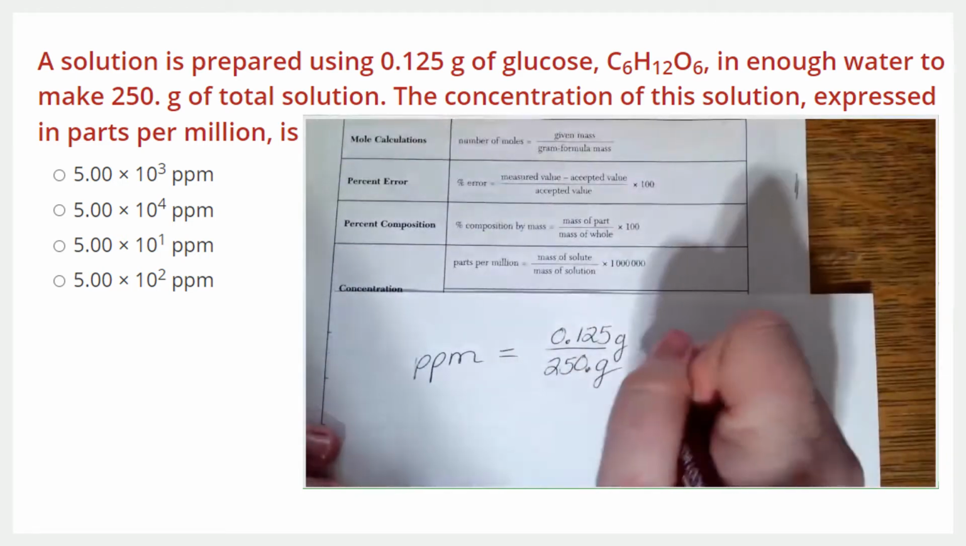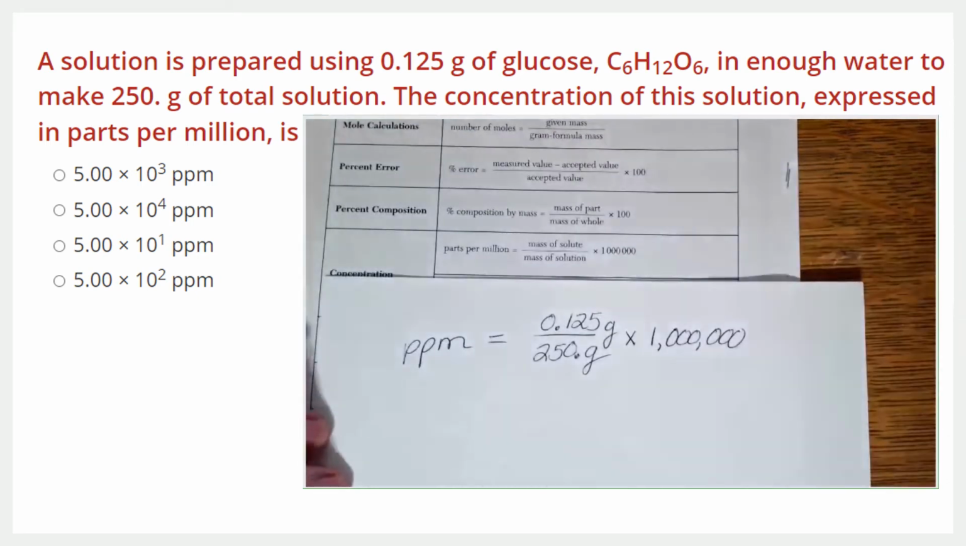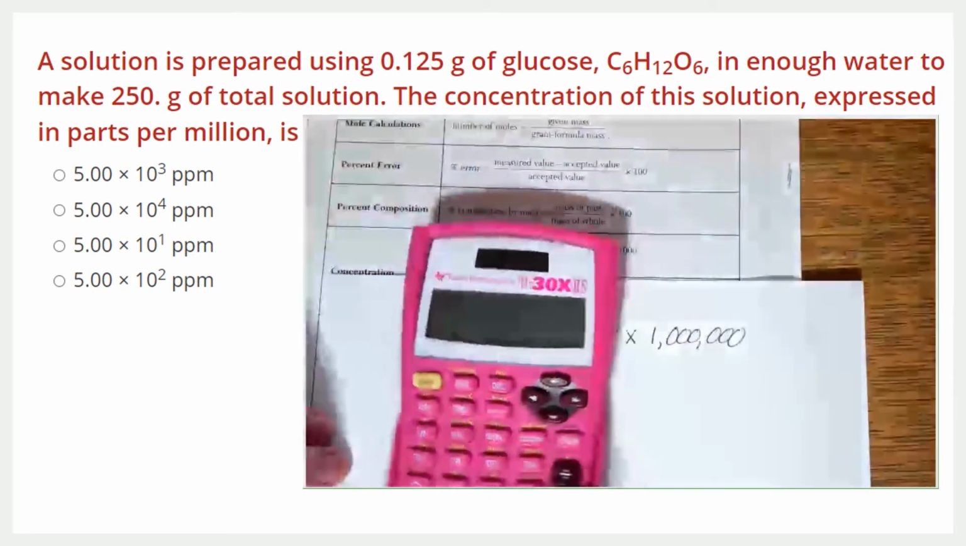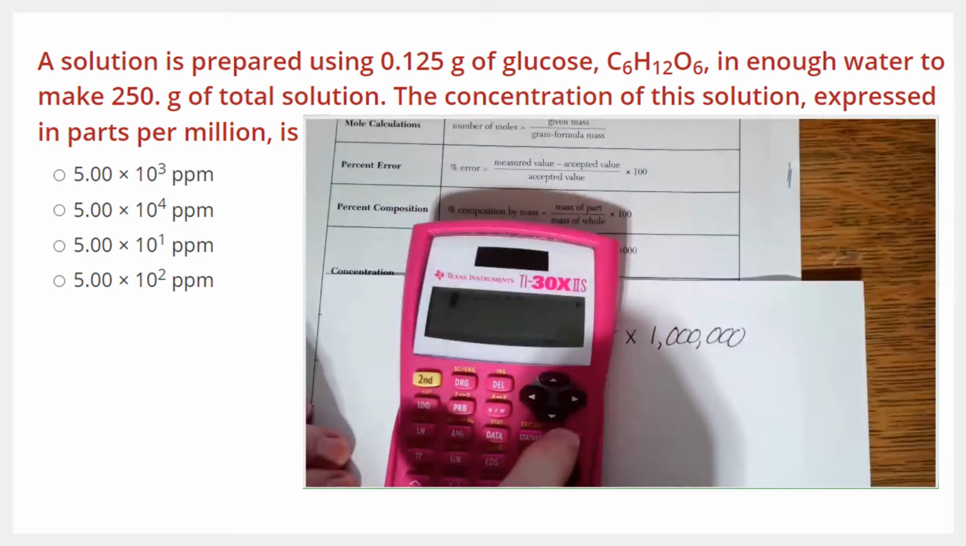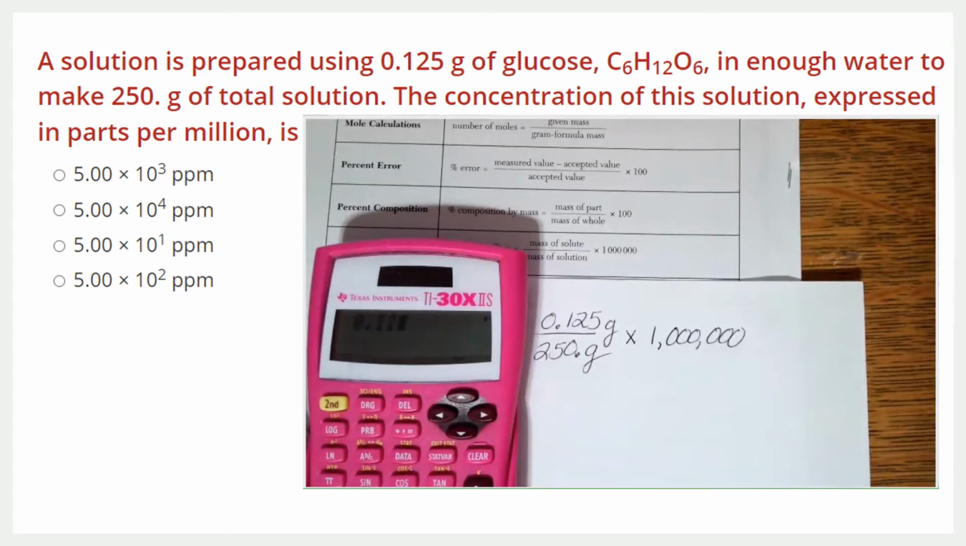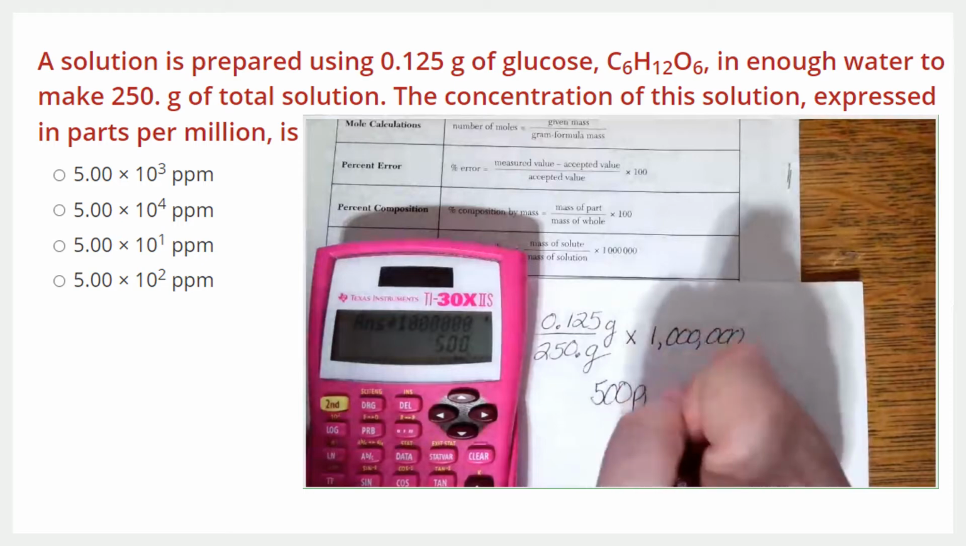And then I have to do times a million. I can't forget that. A lot of people forget this. Don't forget. So now I just need a calculator, right? So let's turn this on, and all we need to do is 0.125 divided by 250 equals, times 1,000,000, equals 500. So 500 ppm.